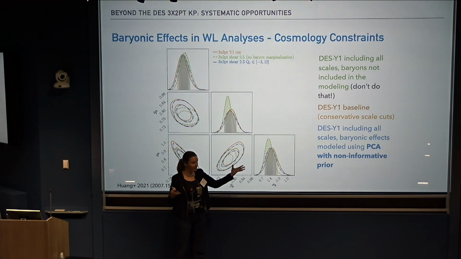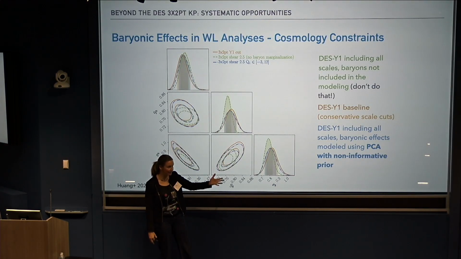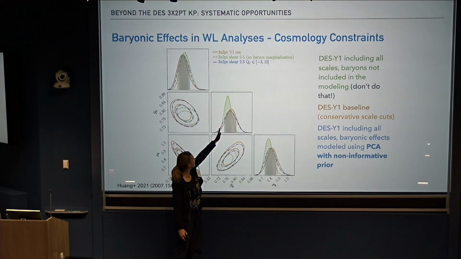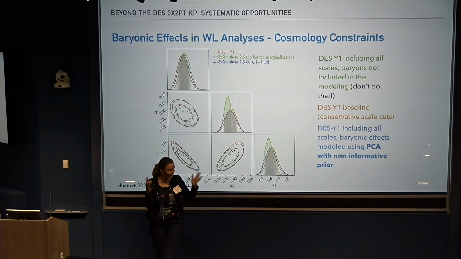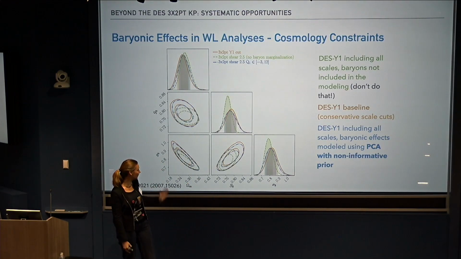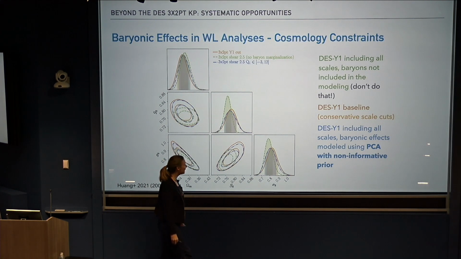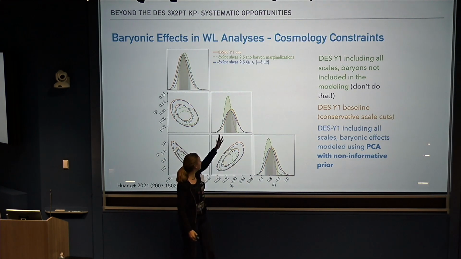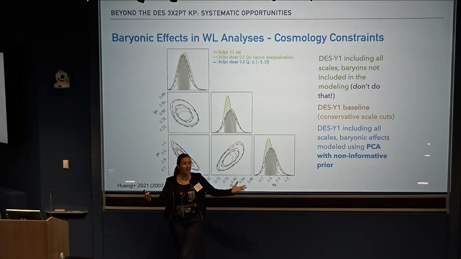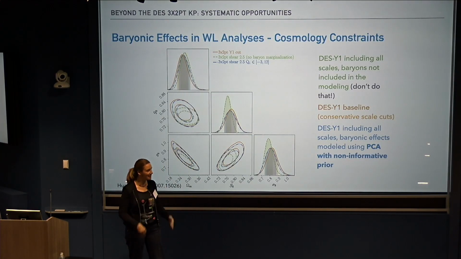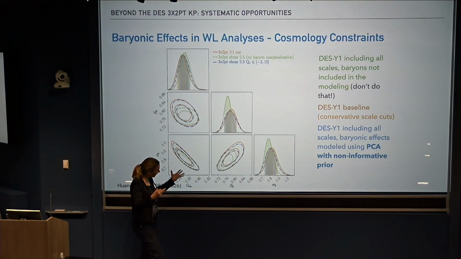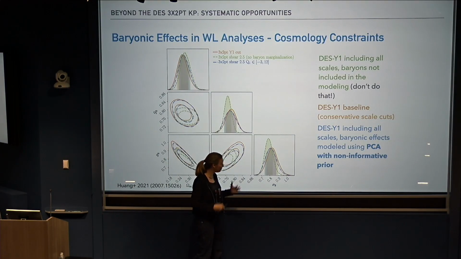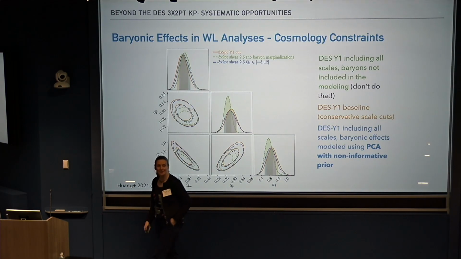Orange here is the DES baseline analysis, throwing out small scales. In green, we do the wrong thing, like Anthony did, including small scales without a baryon model. So of course, that's biased. If we then include our baryon model in all small scales, we remove the parameter bias and find something that's consistent with the baseline analysis. But unfortunately, in this case, we also don't really gain constraining power. That can be somewhat improved by putting in more informative priors, but I don't need to talk about that in detail here.